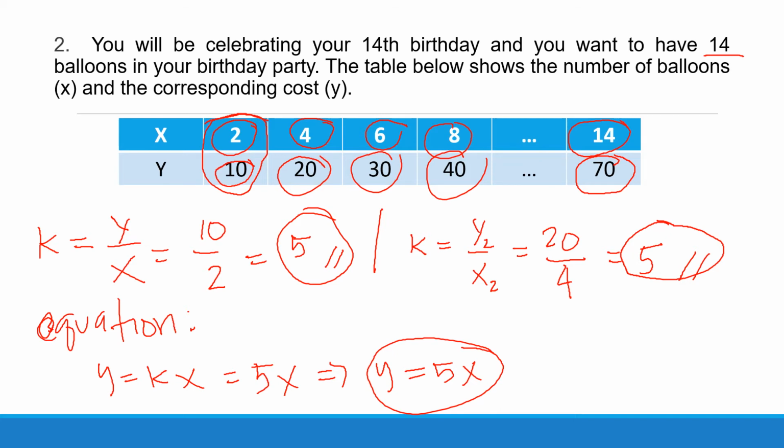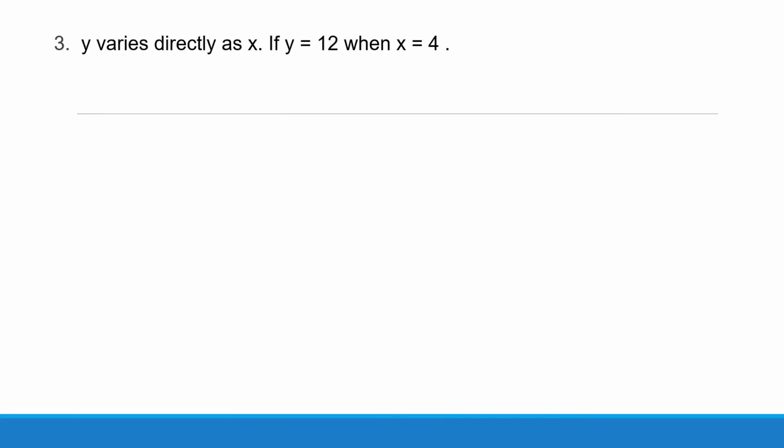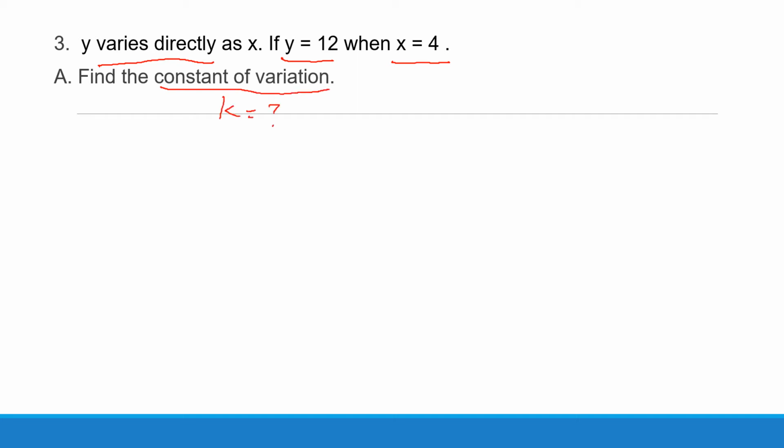Okay, so next, we have an example number 3. So, y varies directly. Ayan, yung word y varies directly. If x is equal to 12 and then when x equals 4. So, question. Find the constant of variation. Meaning, hanapin natin yung k. So, remember, again, k equals y over x, which is our y is equal to 12. Tapos, ang x natin equals 4. So, 12 divided by 4, we have here 3.